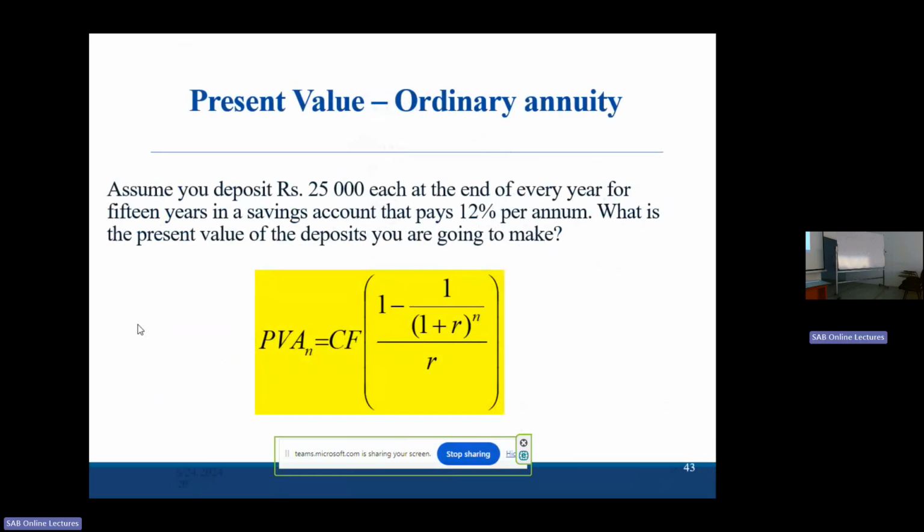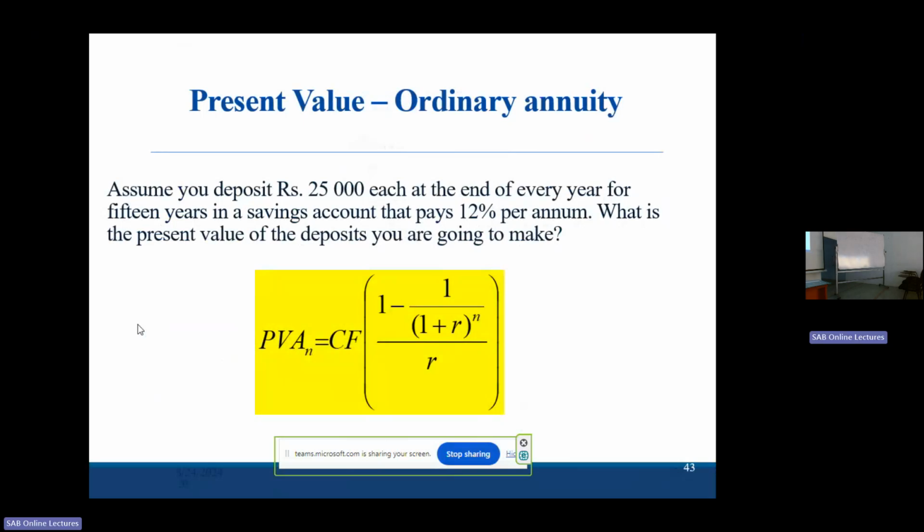So you know now the concept and the things. I can go with this one also. This is the present value of the ordinary annuity. So you know what an ordinary annuity is. Now suppose you deposit 25,000 at the end of every year for 15 years in a savings account that pays 12% per annum. So this is an ordinary annuity, because you deposit 25,000 at the end of every year.